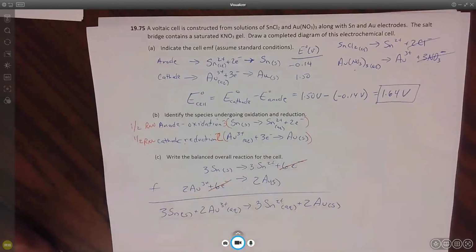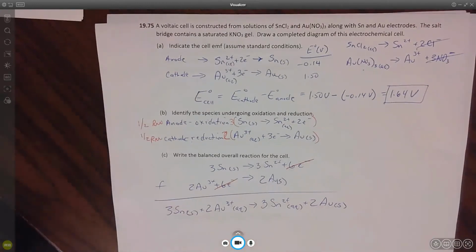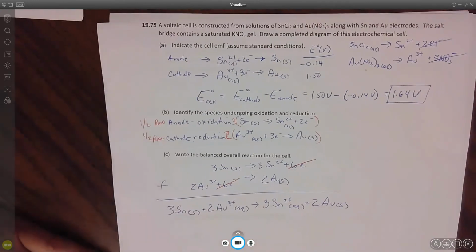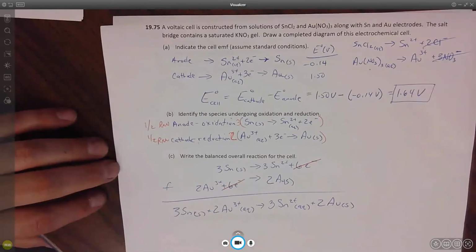And there would be my balanced overall equation. Any questions about that?